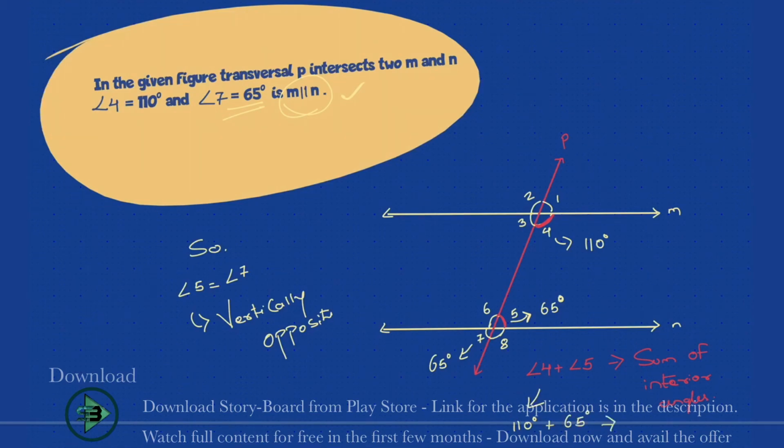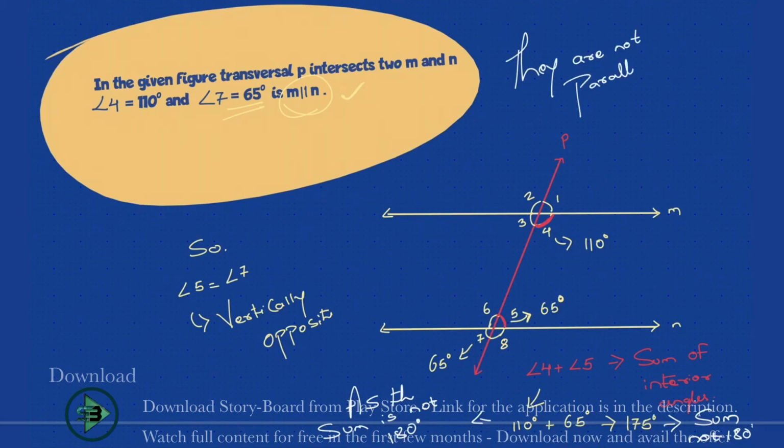If their sum is 180 degrees, then I can go in reverse and say M is parallel to N. But their sum is not 180. Their sum is 110 plus 65, which is 175. Hence it proves that M is not parallel to N, because if they were parallel, the sum would have been 180 degrees. That is what we learned in interior angles.